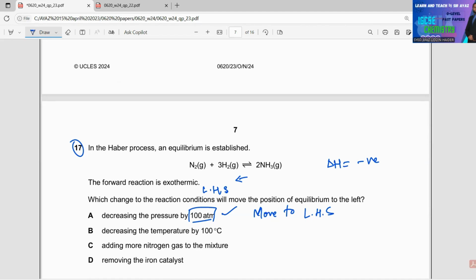So I will look at the other conditions. Decreasing the temperature by 100 degrees centigrade. If you decrease the temperature, it will move to the right hand side, to the exothermic side. Right hand side is exothermic. So this is incorrect. Next, adding more nitrogen gas to the mixture. Again, if you add more nitrogen, equilibrium will shift to the right hand side. Removing the iron catalyst has only effect on the rate of reaction. Only rate is affected. So A must be the right answer in this case.